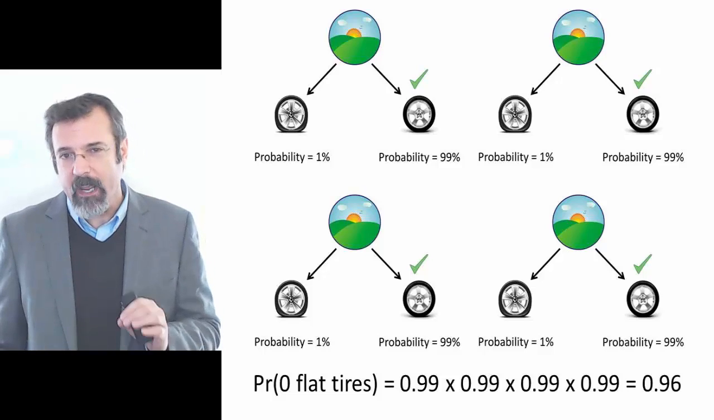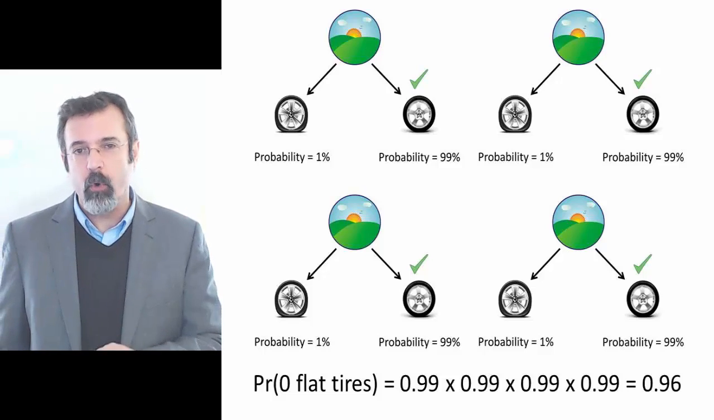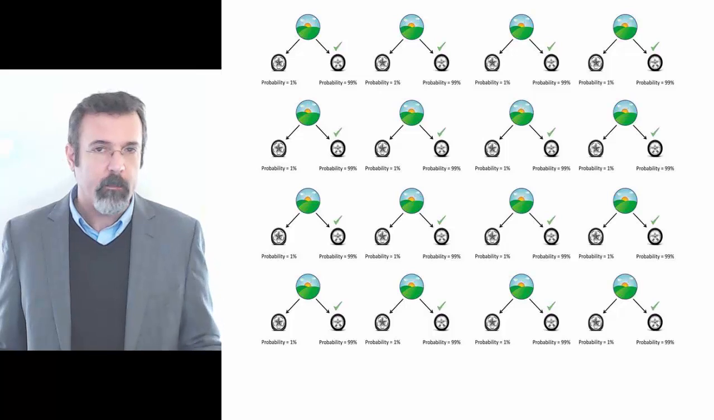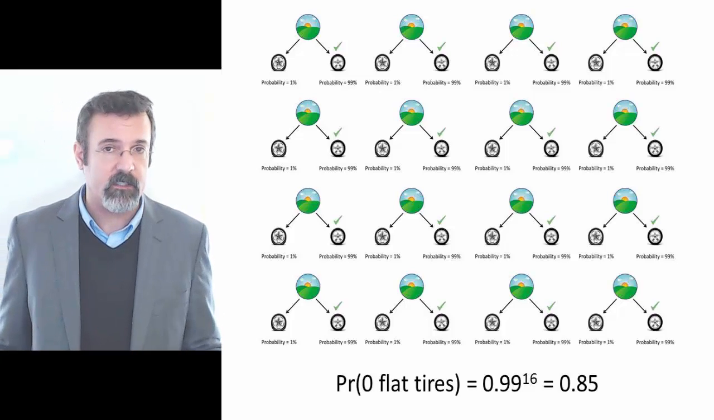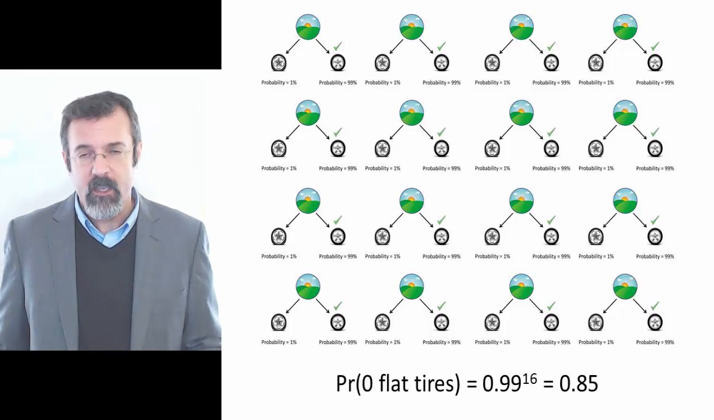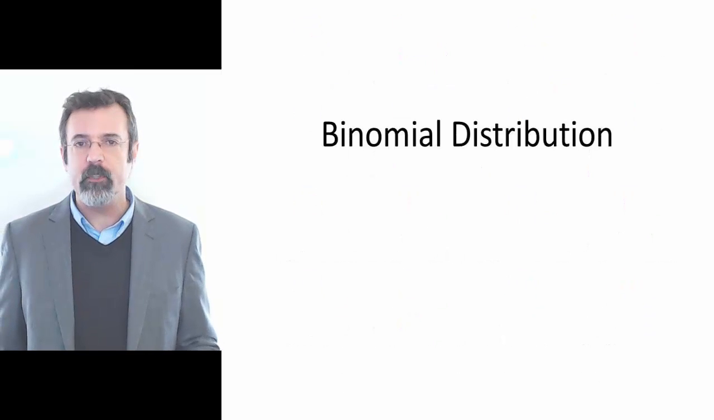And if you look out at your car each day over the course of 16 days, the probability of you not having a flat tire on any of those days is 99% raised to the 16th power, or 85%. This process is called a binomial distribution.